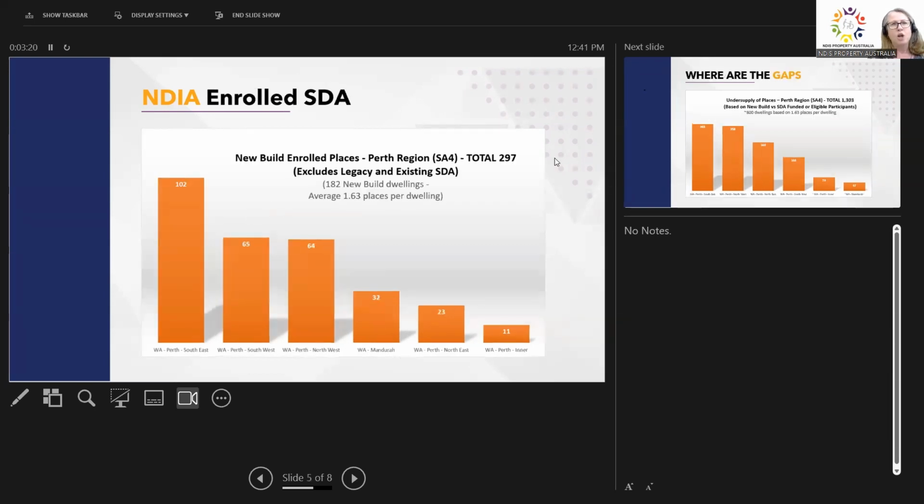Now, a lot of those enrolled places around Australia are taken up by legacy and existing homes. Legacy homes are the older style SDA dwellings that have 6 or more participants, so the big group homes, institutions. Now, there aren't a lot of those that have been enrolled in Perth, nor existing. There's a few, I think we've got a difference of about 60 dwellings. The existing SDA, again, are the old institutional type homes that have less than 6 participants living in them, so they have up to 5.